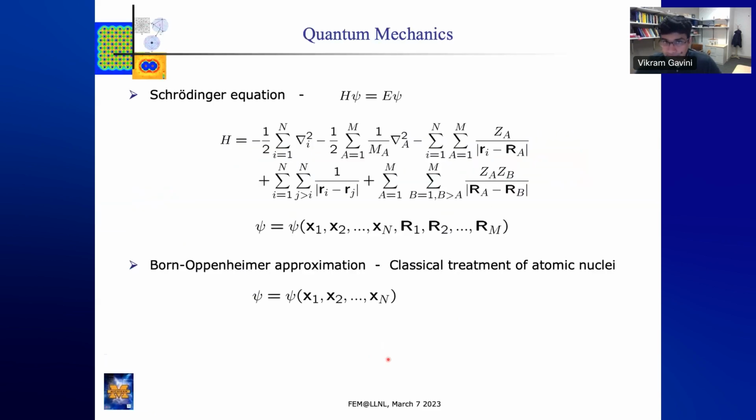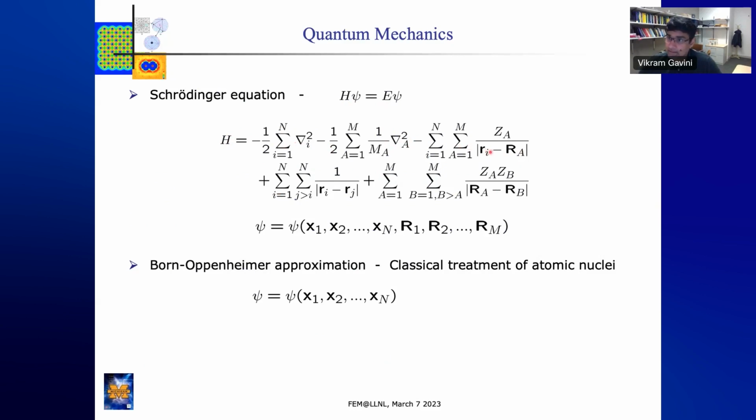So just to give you a brief background, the starting point of all ab-initio calculations is quantum mechanics. And here I'm writing down the time-independent Schrodinger equation, H psi is equal to E psi, which is essentially an eigenvalue problem. H is the Hamiltonian over here, and it has the following contributions. The first term over here is the kinetic energy of electrons. The second term here is the kinetic energy of the nuclei.